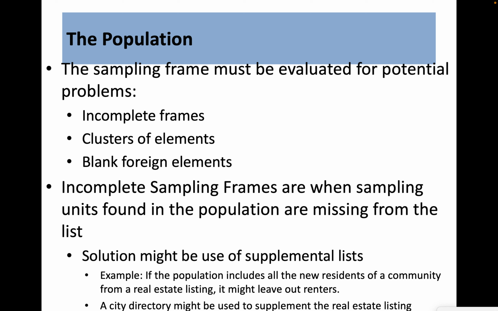For example, a population that includes all the new residents of a community from a real estate listing might leave out renters. A city directory might be used to supplement the real estate listing.